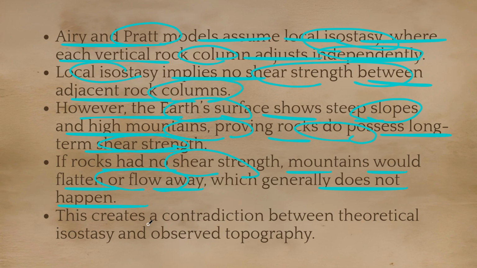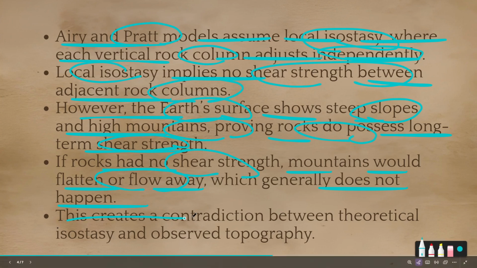Of course, I have just explained what shear strength means. If rocks don't contain that, what happens? They will flow away or they will flatten. This creates a contradiction between theoretical isostasy and observed topography.